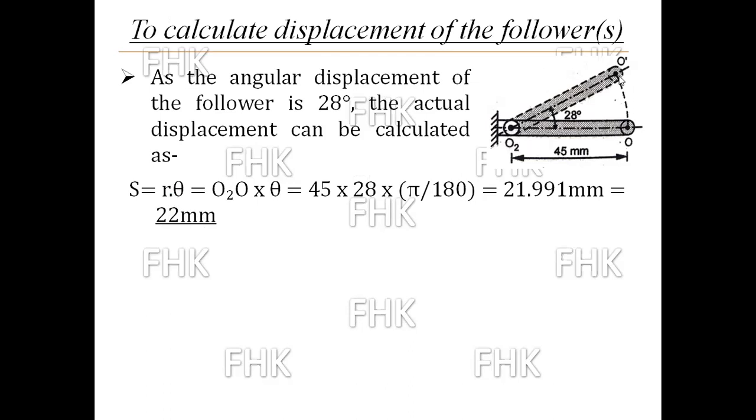So that S we have to find out. This will become R, the radius of the circle, which is 45 mm, and theta is given as 28 degrees. So putting the values of R and theta, 45 mm for R, and theta given in degrees as 28, which I will convert into radians by multiplying by pi by 180. After calculation, the value of S I'm getting here is 21.991 mm. After rounding off this value, I'm getting S as 22 mm.